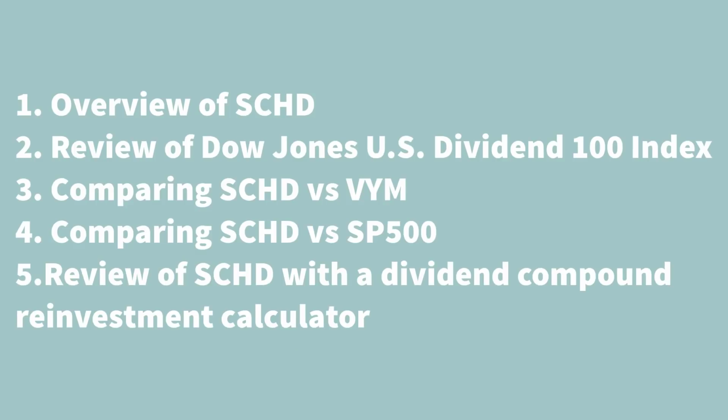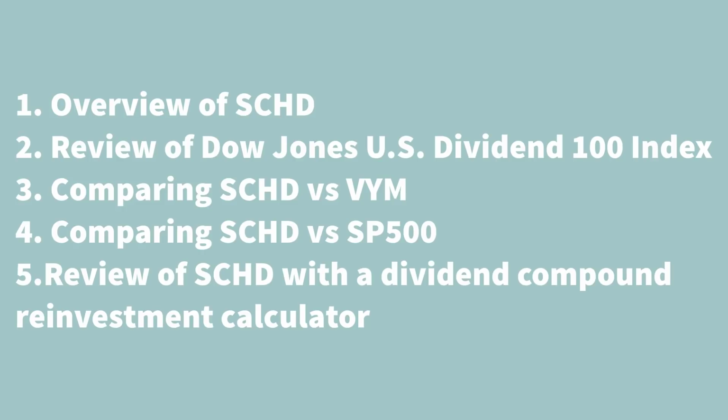In this video, we're gonna cover 5 topics. First, we're gonna do a deep dive into SCHD. I'm gonna walk you through exactly what you're getting when you invest into SCHD and what that means. Second, we're gonna dive into the Dow Jones US Dividend 100 Index. Every ETF follows a specific index. SCHD follows the Dow Jones US Dividend 100 Index, and I'm going to walk you through what that exactly means. And then we're going to compare SCHD to VYM.